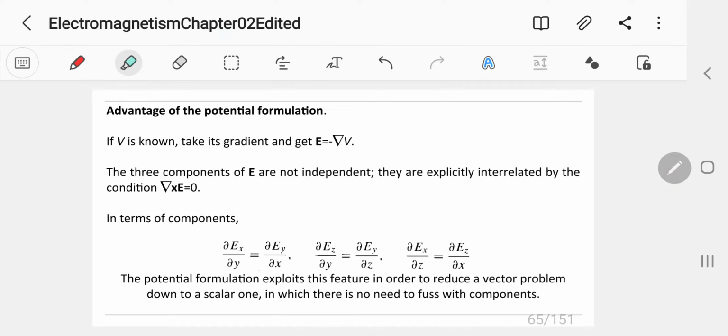So what are the advantages of the potential formulation? First, we dealt with a vector quantity E in our calculation, like we do integrals with vectors when we used E, but now we are able to do integrals using a scalar, and this scalar is just the potential V. Sorry for mentioning vector, but the scalar potential V.